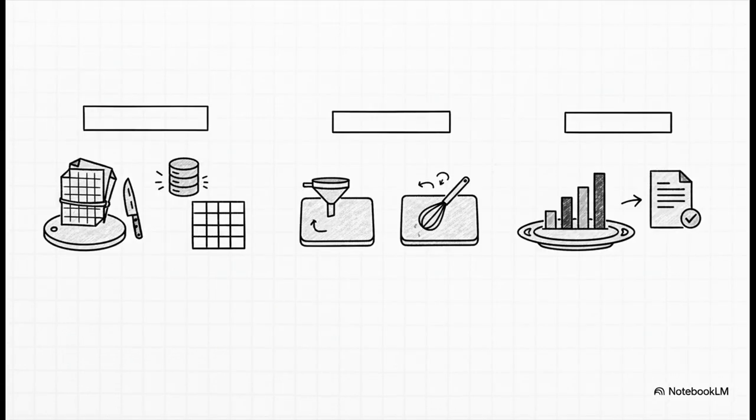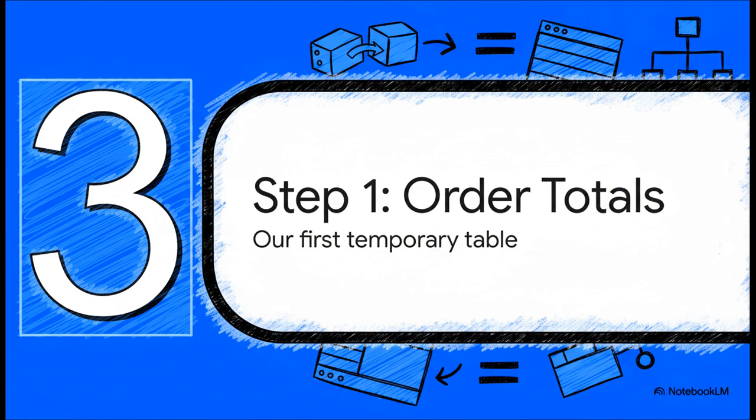Yeah, I love this recipe analogy. Instead of just throwing all your ingredients into a bowl at once and hoping for the best, you're creating these distinct, logical steps. It's like first you chop your vegetables. Then you prepare your protein, and only then do you combine them to make the final meal. It's all about breaking a big problem down into small, manageable pieces. Okay, let's get started and build our first ingredient.